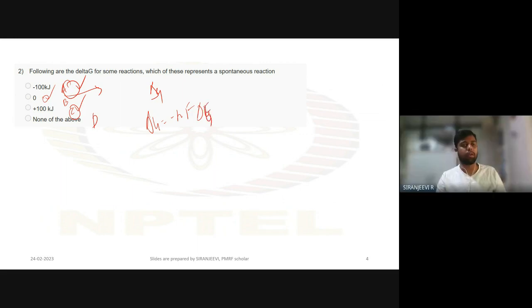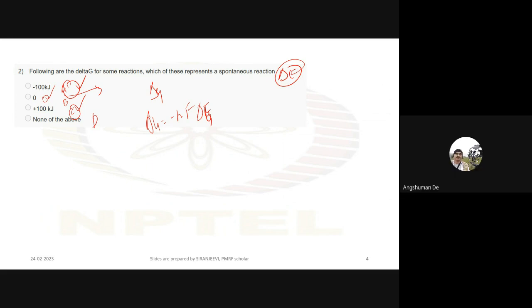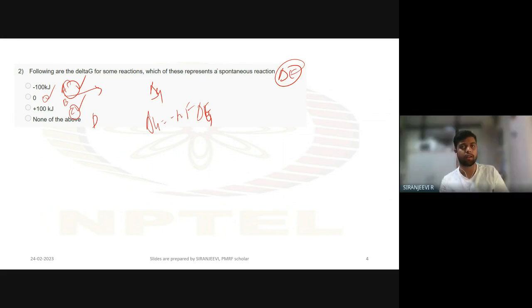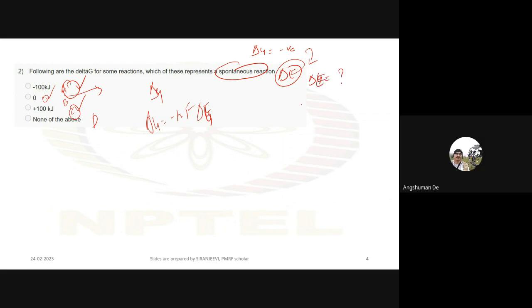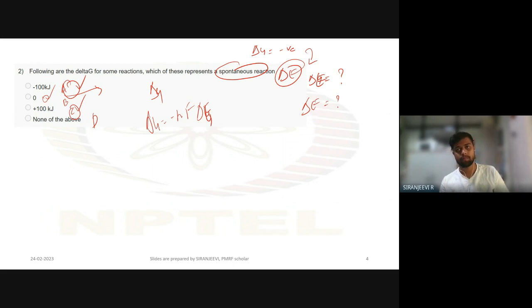Unidirectionally. Okay, if I tell you one thing, suppose you are saying that delta G is negative means spontaneous, so what will be the delta E value of this? Should it be positive or negative? Suppose for a spontaneous reaction the delta G value should be negative, you are saying. Then what will be the delta E value? Delta E will be positive. Why? How are you saying the delta E should be positive?